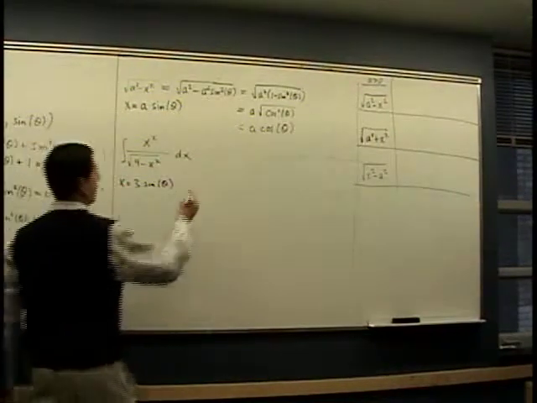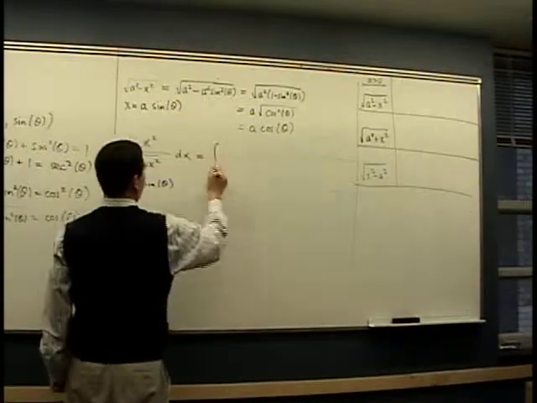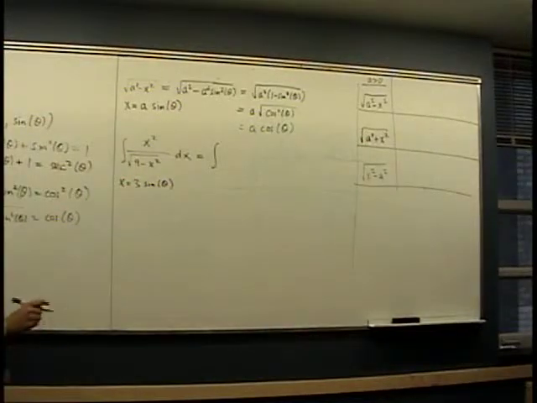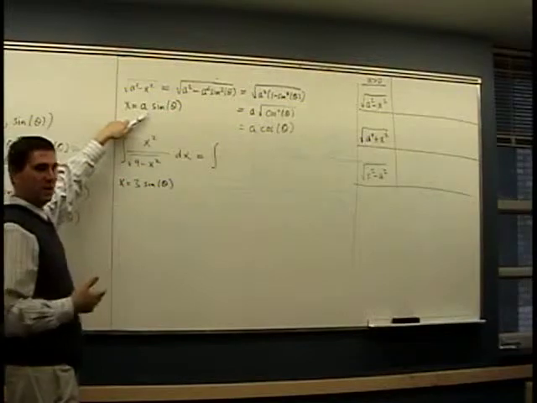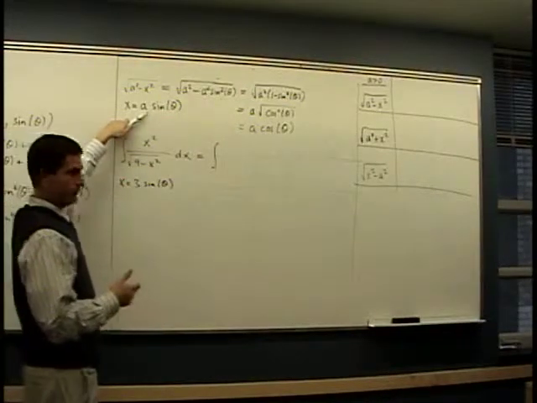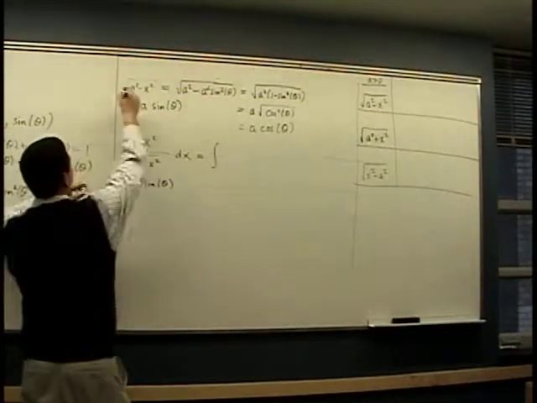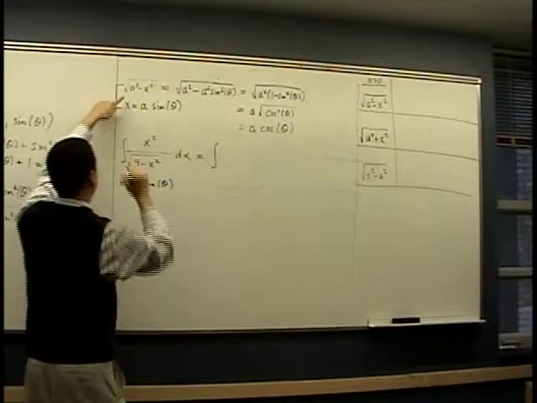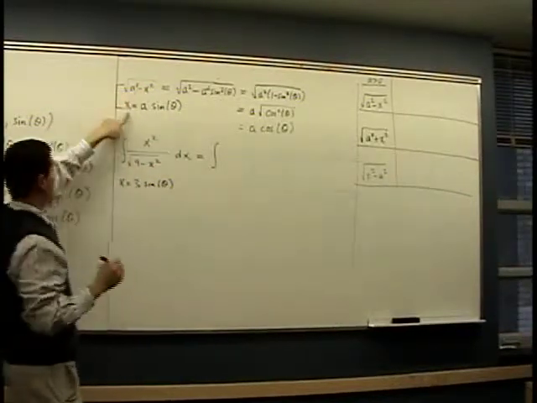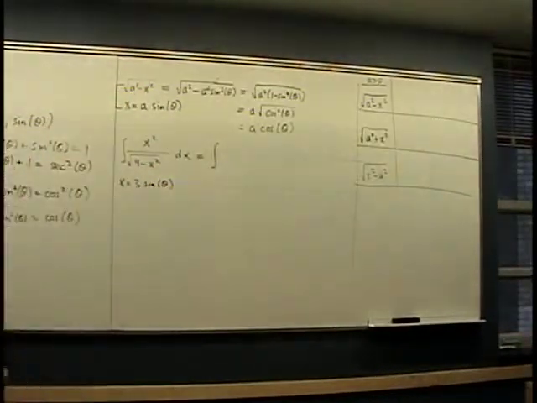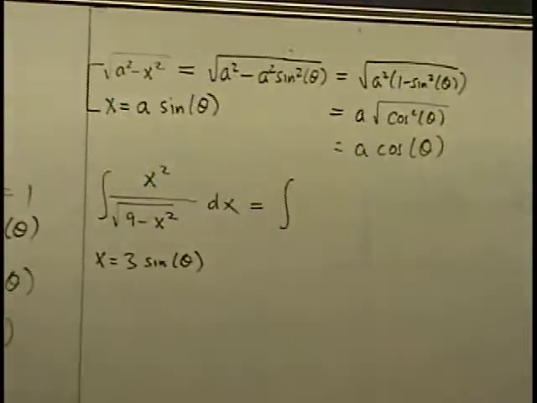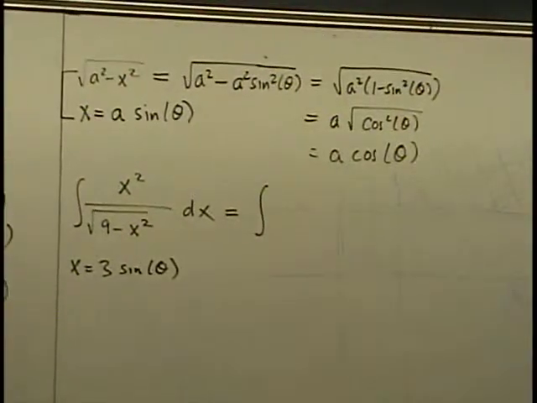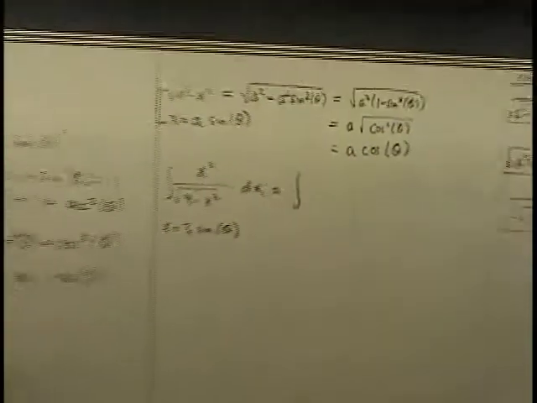Now, if we do that, wait, why is it 3 sine of theta? This is what we are hypothesizing will be a useful substitution. Okay. So for integrals of this type, right, where you have a square root of a squared minus x squared, we're going to try the substitution x equals a sine of theta. Why a sine of theta? Where does it come from? It comes from here. All right.